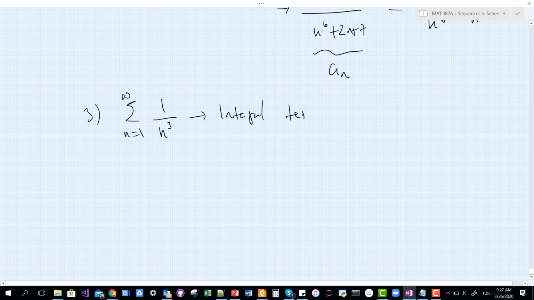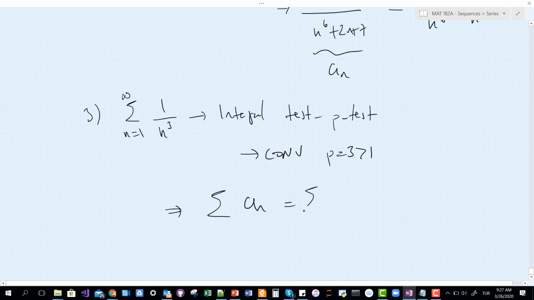Now the last condition is to check if bn is convergent. What is my bn? Bn is the sum of 1 over n cubed. And I know from the integral test, and also the p-test you can use, this is convergent, right? Why? P is equal to 3, bigger than 1. That's why my an, which was equal to n cubed over n to the 6 plus 2n plus 7, is convergent.